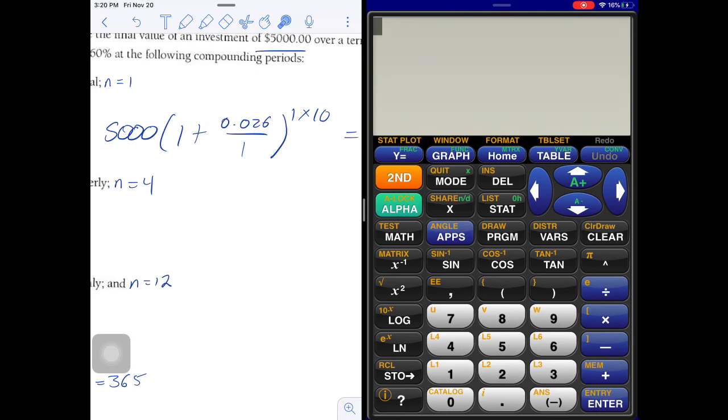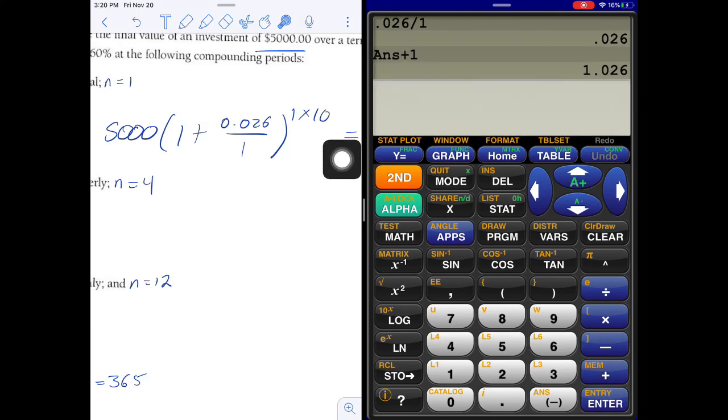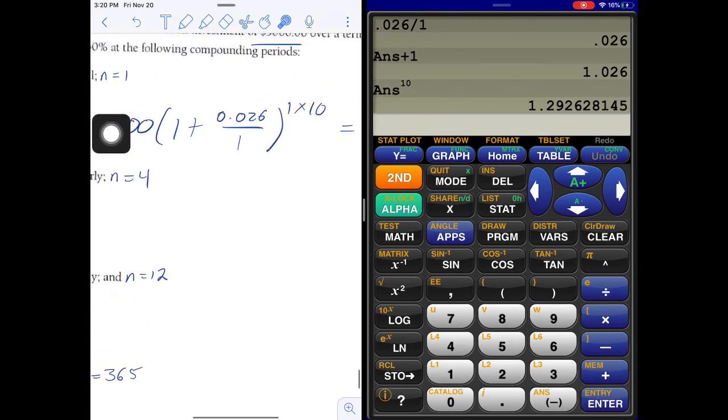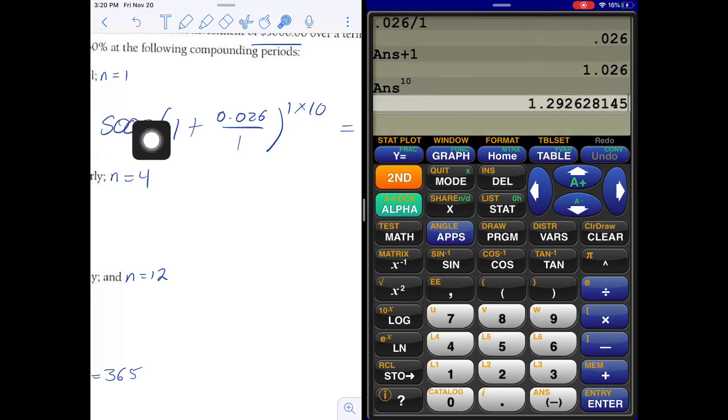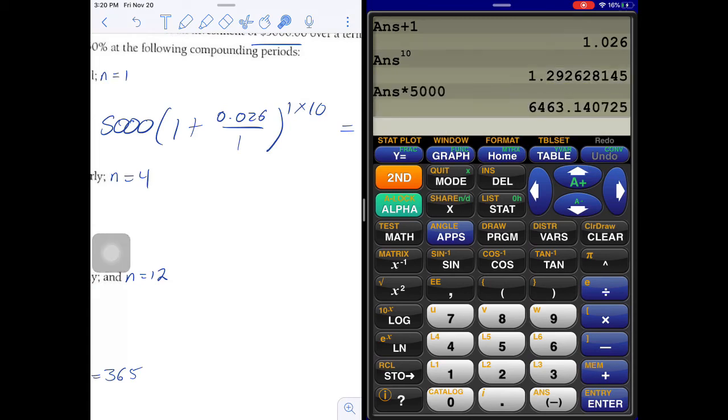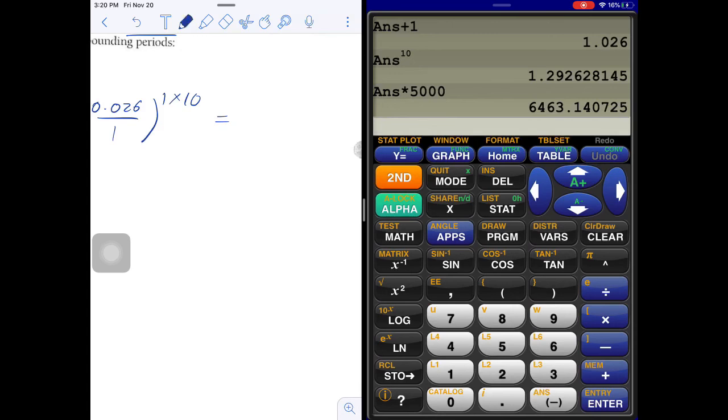So again, figure out what your inside is. So 0.026 divided by 1, add 1, and now I'm going to press to the power of, and I have that to 10. And now this number is equal to this entire thing, so I would times it by 5,000. So there you go, there's $6,463.14. Okay.